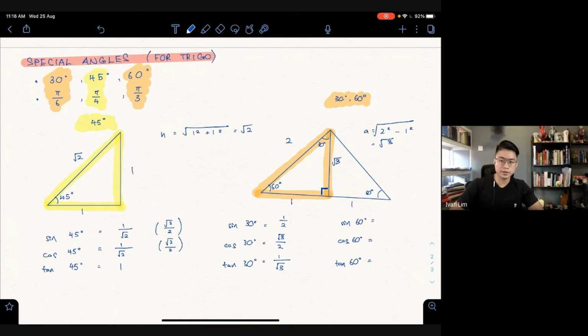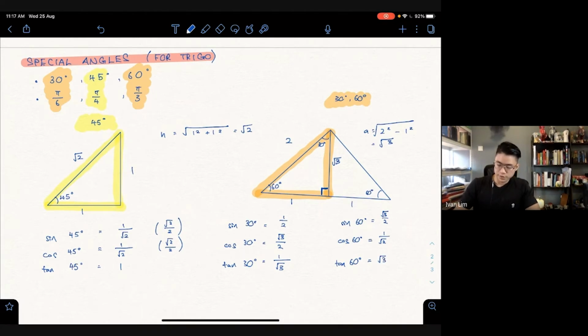Understand the logic behind this? It's actually applying whatever we have learned before, just that now we are expanding on it. So your SOH CAH TOA. So sine 60 degrees will be root 3 over 2, cos 60 CAH 1 over 2, tangent TOA, which is root 3. Correct. Yeah, root 3.